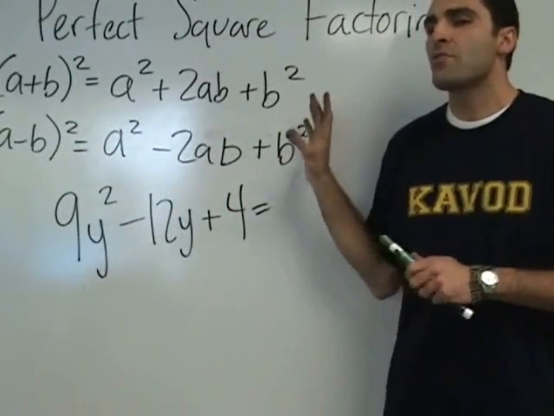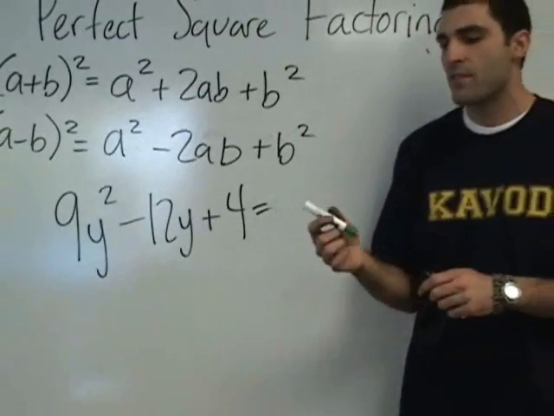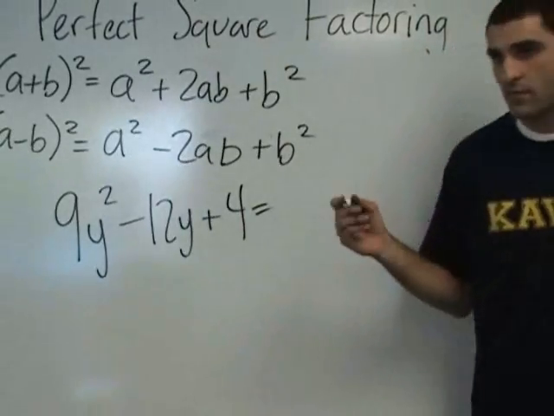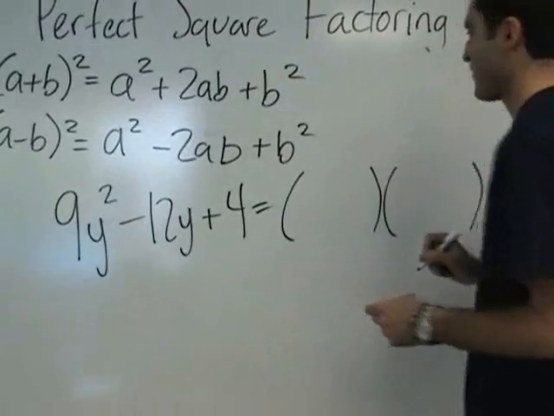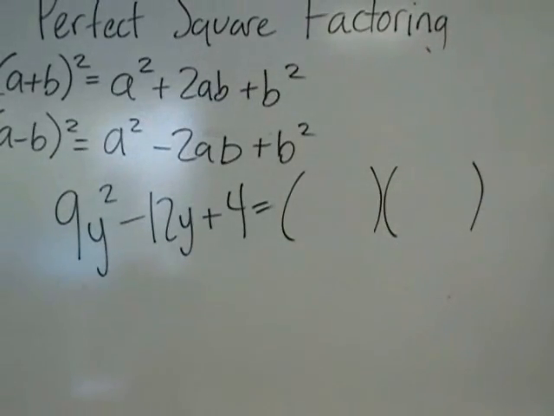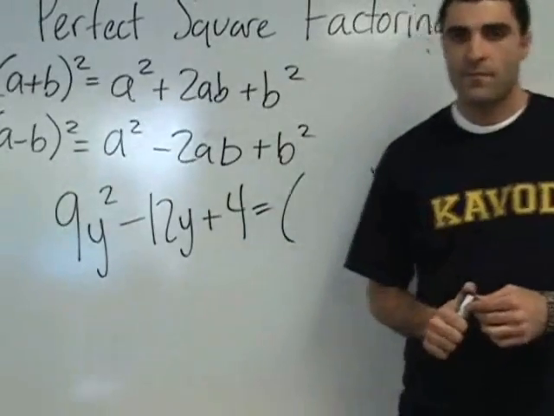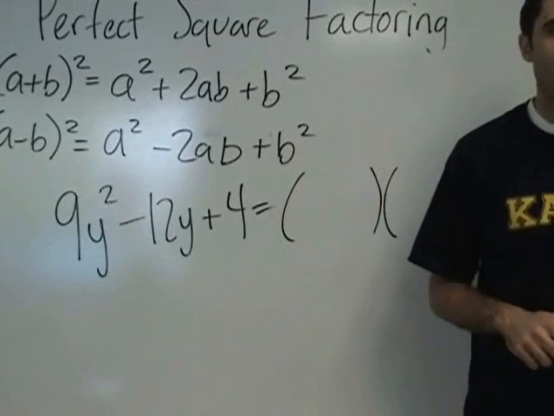Don't be so tied to the rules, you know. Let's just factor. That's what I'm saying. Next. Okay, answers. So what are some possibilities to make 9y squared? 3y and 3y. Yeah, 3y and 3y.